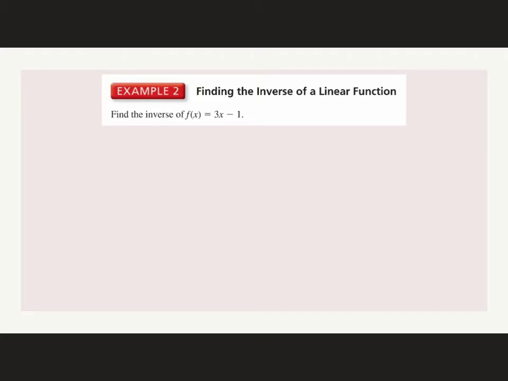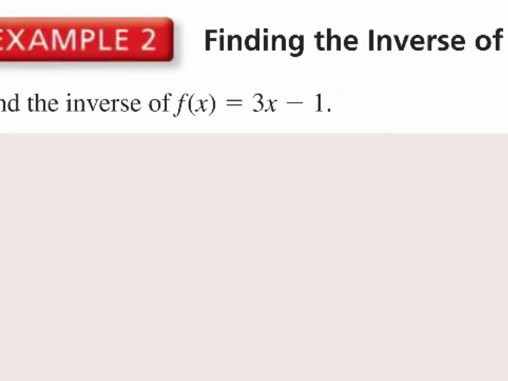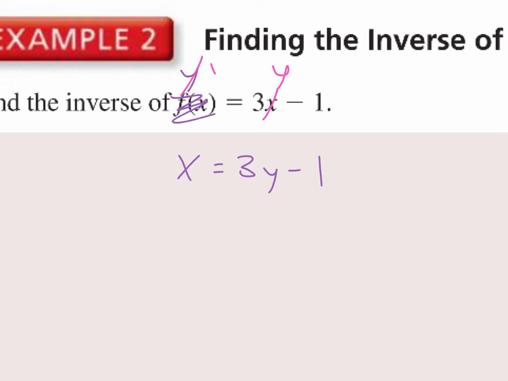So we're going to jump right into our first example. We're going to find the inverse of a linear function. So f of x is just a fancy way of saying y. So this is y is equal to 3x minus 1. To find the inverse, we just switch our x and y, and then we solve for y. So I'm going to change this to x is equal to 3y minus 1. So all I did was change my x to be y and my y to be x. And now I just need to solve for y.